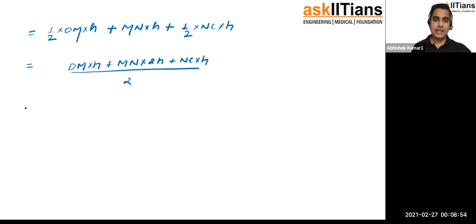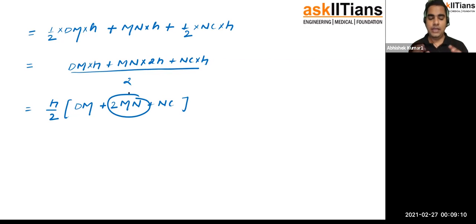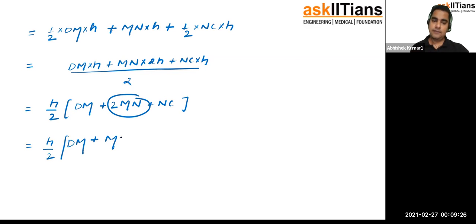Okay, so now we can take h by 2 common. Inside the bracket you are going to get DM, plus twice of MN, plus NC. Since we have twice of MN, what is the meaning of twice of MN? That means we have two values of MN, so we can write this twice of MN as MN plus MN. So you have h over 2 here, multiplied to DM plus MN plus MN plus NC. That's how we wrote it.